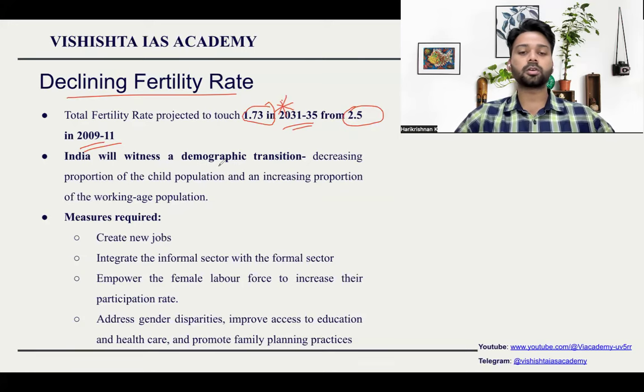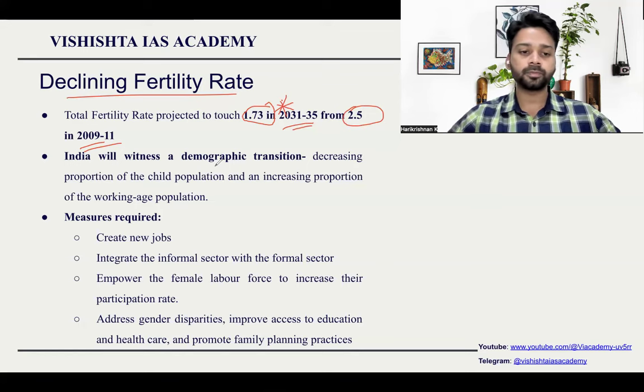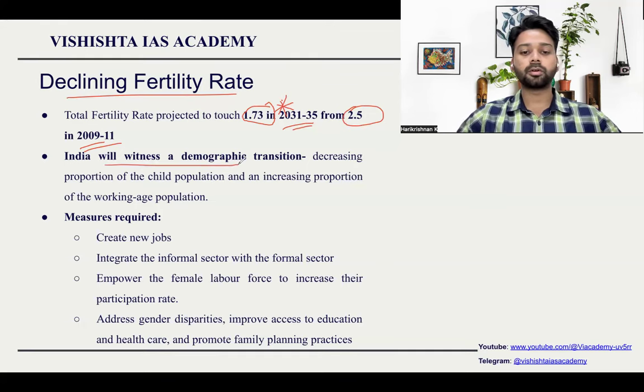That means the population of the country has reached its highest level, and now it is going to reduce. When the total fertility rate reduces, our demographic dividend is going to get affected. We are going to become an old country. Old country means the mean age of the population will increase. More old people will be there from around 2030, and the young population will be lesser in number. So India is going to see a demographic transition: decreasing child population and increasing working age population.